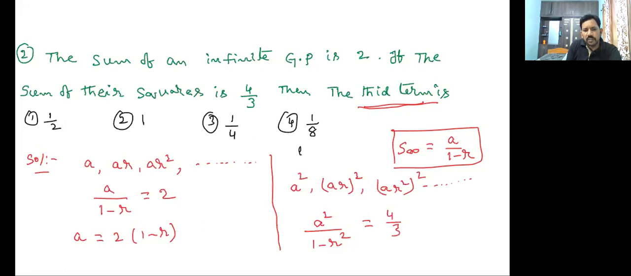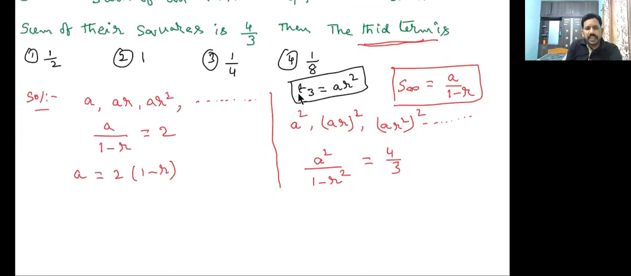T3 means what? T3 is equal to ar square. This we need to find. So by using these two conditions, identify the a value and r value. So this is a square, I am writing a into a, denominator 1 plus r into 1 minus r, because the denominator is in the form of a square minus b square, I have written a plus b into a minus b.